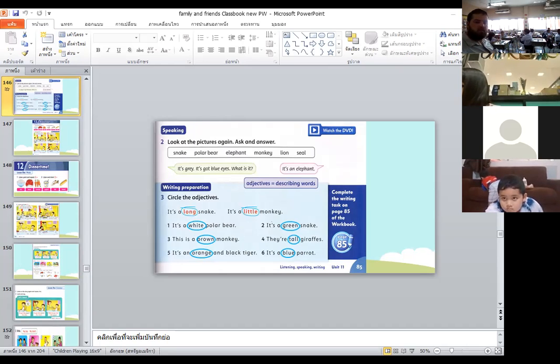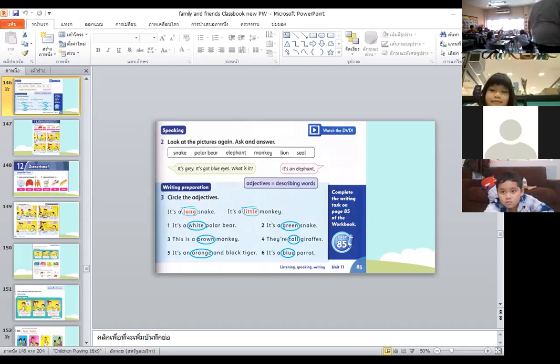Can you see Snow and Saru? Can you see? Yeah, teacher. Okay, very good. Let's have a look. Are we all ready? Okay, so questions first. You're going to do the top one, number two. Look at the pictures again. Look at your pictures. And ask questions. So I'm going to ask you questions and you tell me which animal.